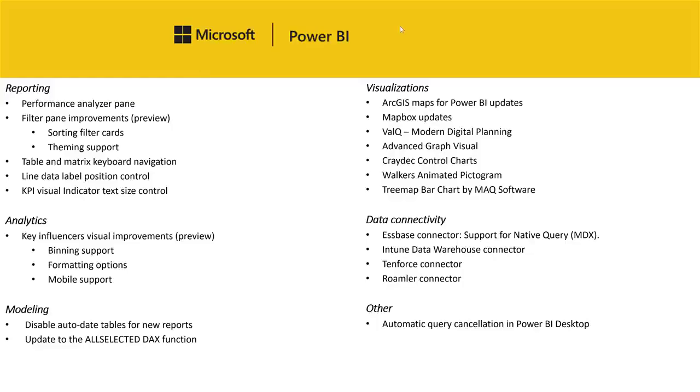Under Analytics, we have some updates to our key influencers visual that we have been previewing for a few months now. 3 updates to be precise. We have support for binning numeric columns that you're including in the bucket where we're analyzing and explaining by. We have formatting capabilities that we've added and support for mobile.